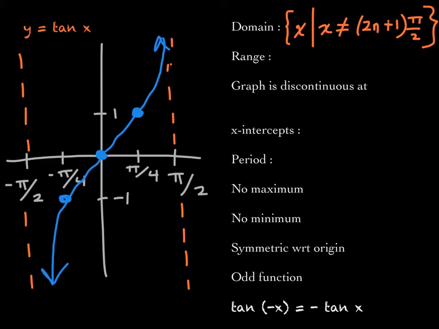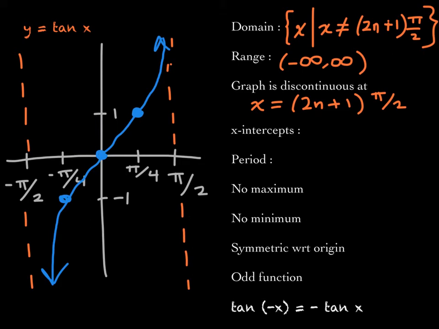Now, the range, we talked about this in an earlier lesson. The range is all real numbers, in interval notation from negative infinity to positive infinity. Now, the graph is discontinuous at every odd multiple of pi over 2. So at x equal to any odd multiple of pi over 2, that's where you have a vertical asymptote. If you were drawing this curve, you would have to pick up your pencil to get to the next branch, because you would have this vertical asymptote here. So this is a point of discontinuity.